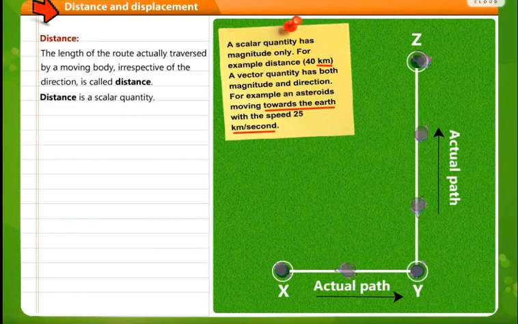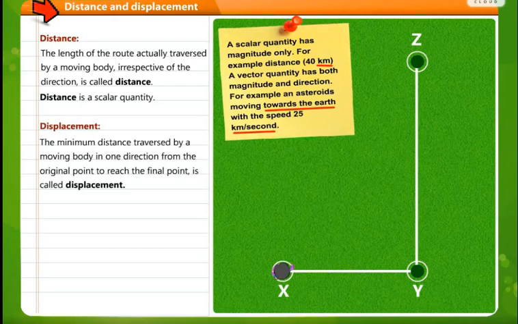We have already learned that physical quantities are of two types, scalars and vectors. Scalars are those which are expressed by magnitude alone, and vectors are those which are expressed by magnitude as well as direction. Now a vector quantity has both magnitude and direction. For example, when we say an asteroid is moving towards the earth with a speed of 25 km per second.